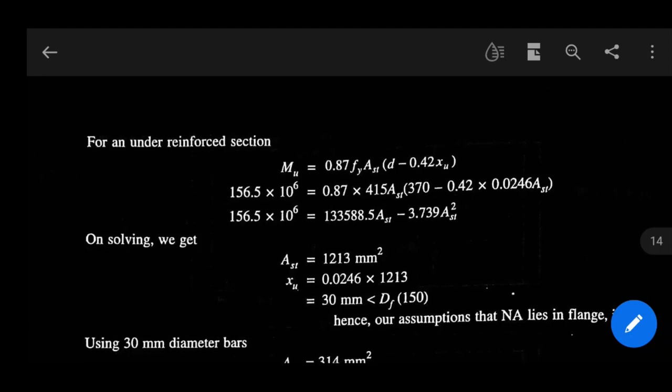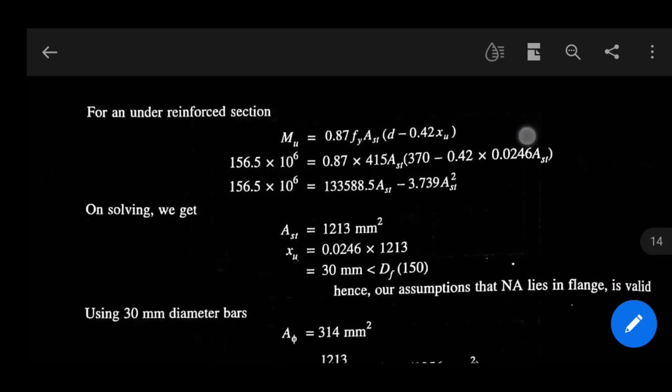So XU is equal to 0.0246 into 1213, that is equal to 30 mm, which is obviously less than 150 mm. Hence our assumption that neutral axis lies in the flange is valid. Okay, so we have to solve the rest part of the problem for this condition.